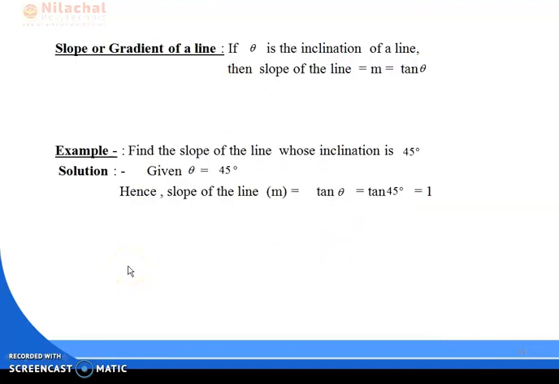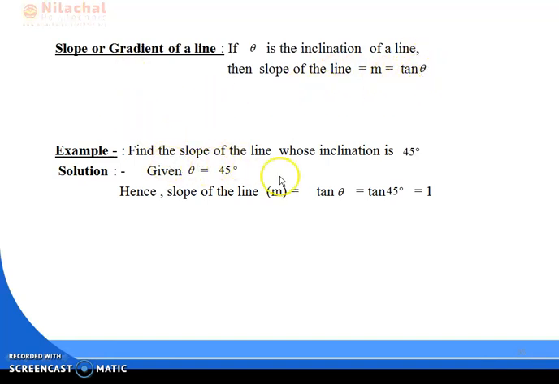So let's see slope or gradient of a line. What is our topic? Slope of a line. So now we talk about slope or gradient of a line. The slope or gradient symbol is small m always. Small m is the symbol of the slope or gradient. Theta means angle of inclination. If theta is the inclination of a line and theta is given, then we can find out the slope. What is the slope formula? Tan theta. Slope of a line is tan theta, where theta is the angle of inclination.